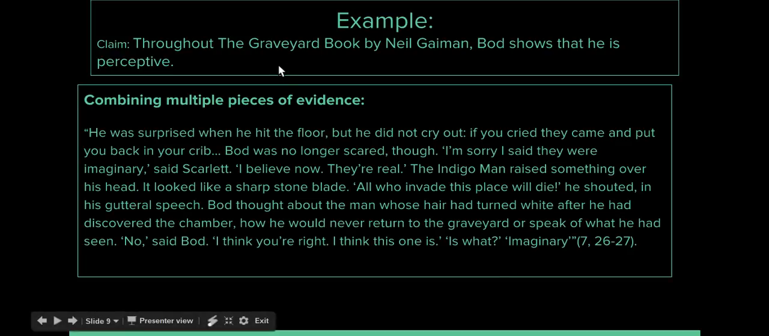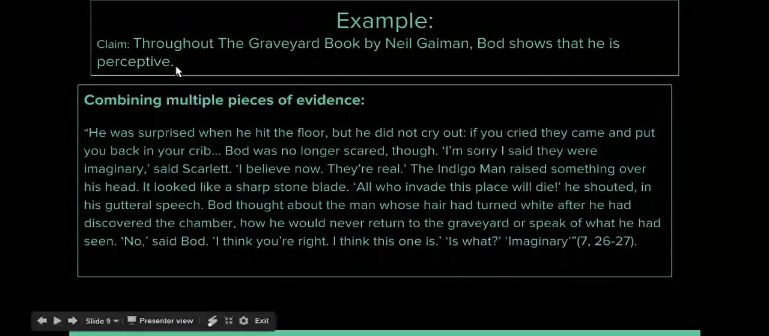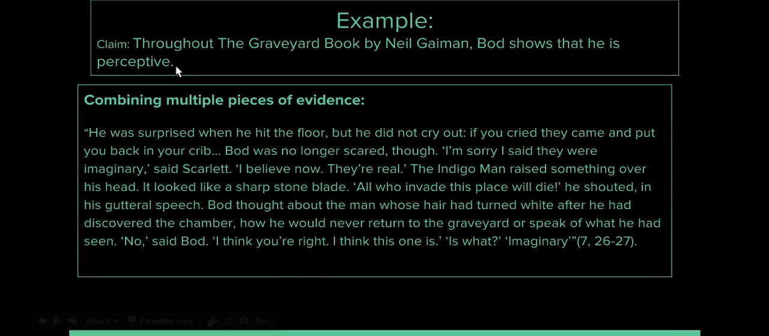So, for example, my claim I'm trying to prove is that throughout The Graveyard Book by Neil Gaiman, Bod shows that he is perceptive. In order to really prove that he's perceptive, I might want to use lines from multiple places in the story. So I already showed you earlier that I thought this first line, "He was surprised when he hit the floor, but he did not cry out. If you cried, they came and put you back in your crib," shows he's perceptive.